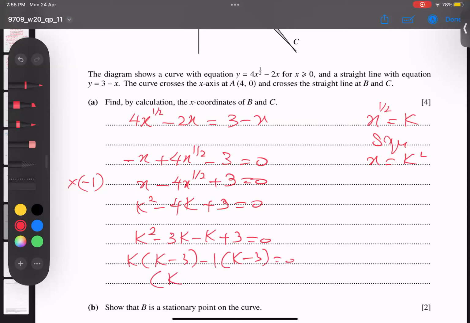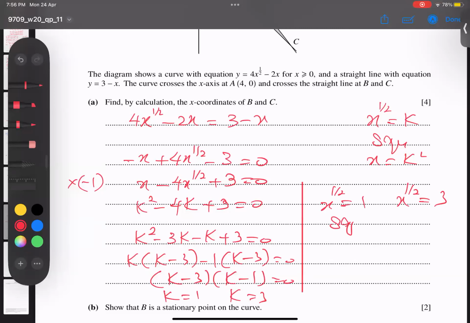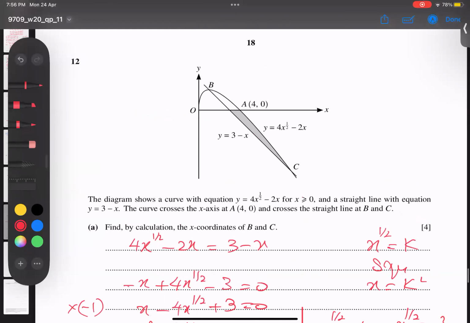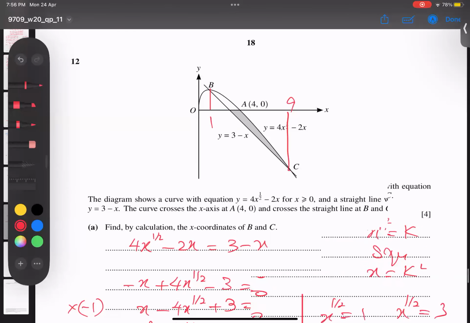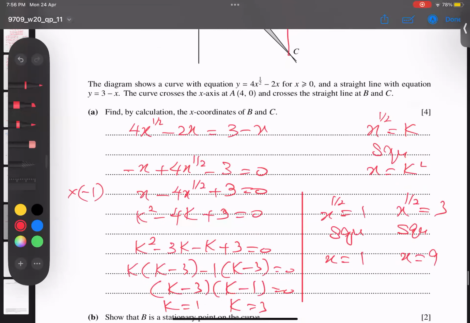So I got (k − 3) and (k − 1). I got two values, 1 and 3. So then I plug back into the equation here. When I plug this in, x to the power half equals 1 and x to the power half equals 3. So squaring both sides, x is equal to 1 and x is equal to 9. So it is very clear that this x value is 9 and this x value is 1. I hope you got the idea. Very clear.